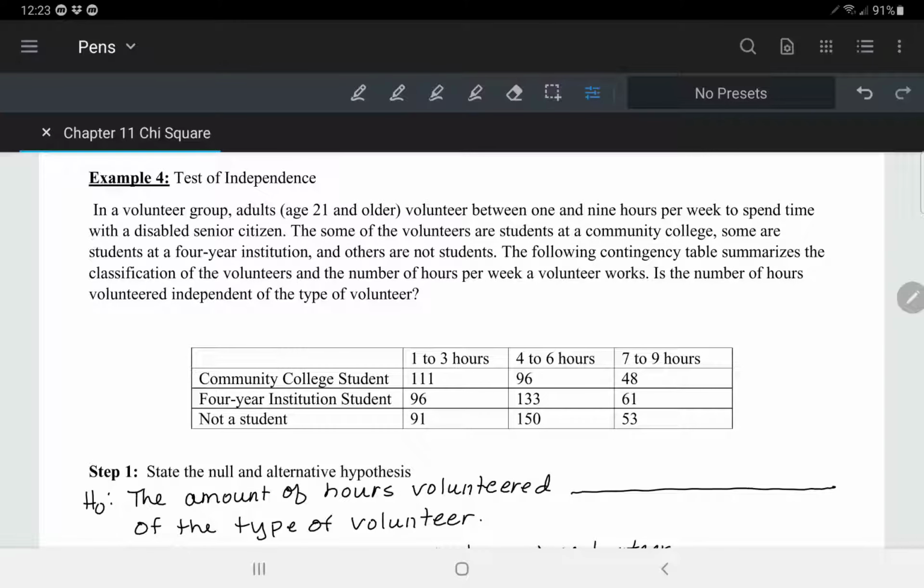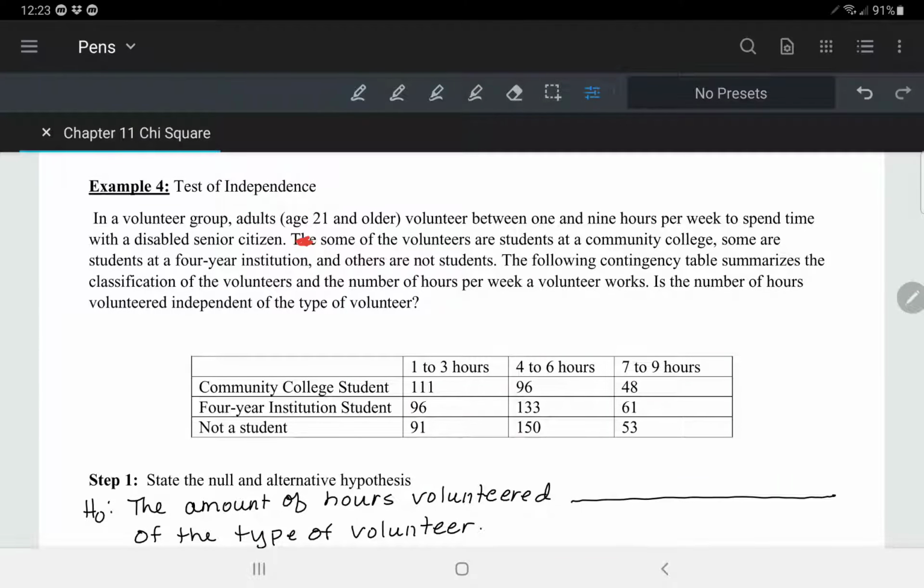For the test of independence, we'll be using the chi-square test of independence. In a volunteer group of adults age 21 or older, adults volunteer between 1 and 9 hours per week to spend time with a disabled senior citizen. Some of the volunteers are students at a community college, some are students at the four-year institution, and others are not students.